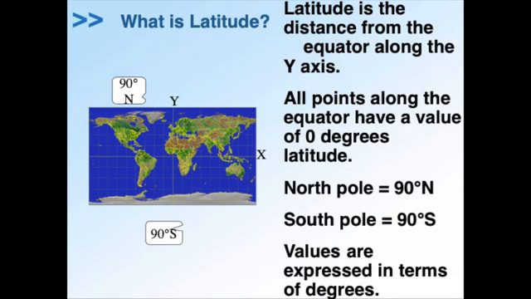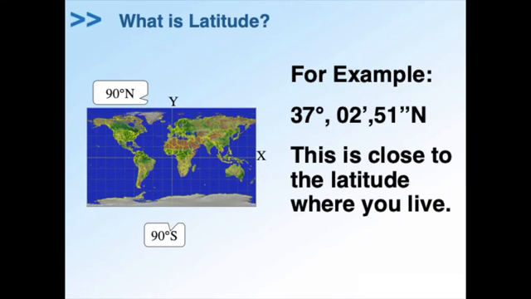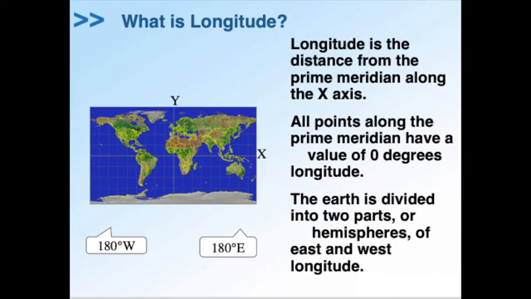Latitude is the distance from the equator along the y-axis. All points along the equator have a value of 0 degrees latitude. North Pole, 90 degrees north. South Pole, 90 degrees south. Each degree of latitude is divided into 60 minutes. Each minute is then divided into 60 seconds. This is also true of the longitude. For example, we have 37 degrees, 2 minutes, 51 seconds north. This is close to the latitude that we live in.